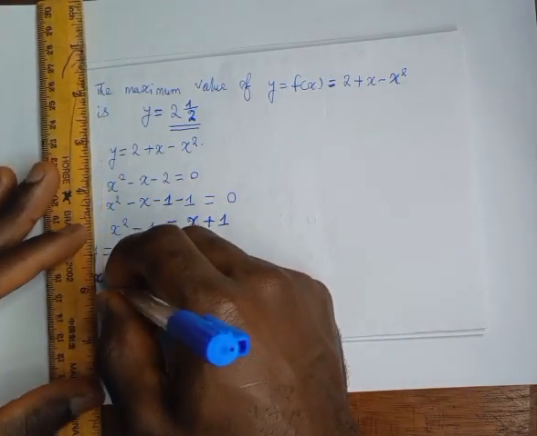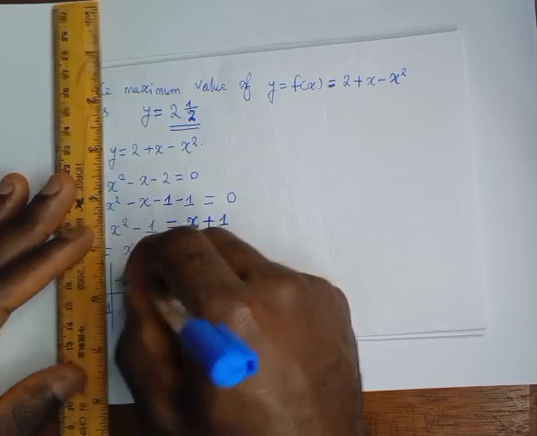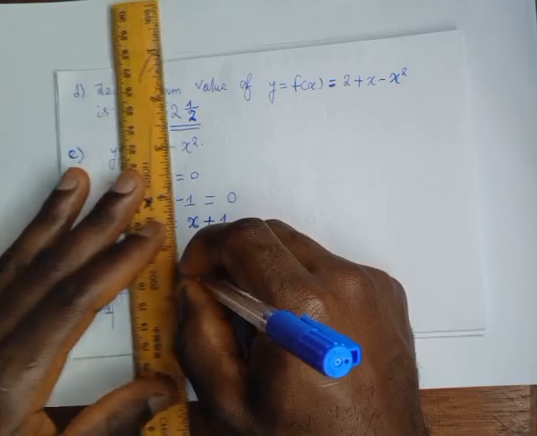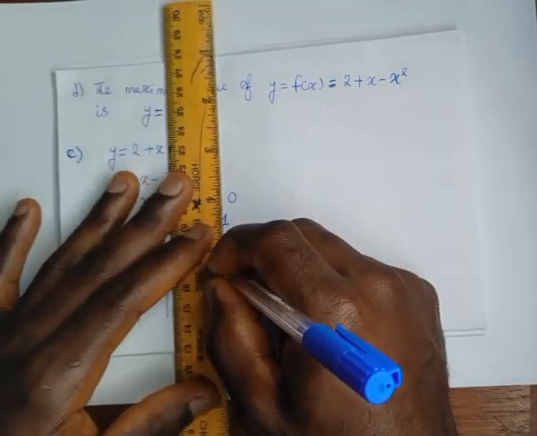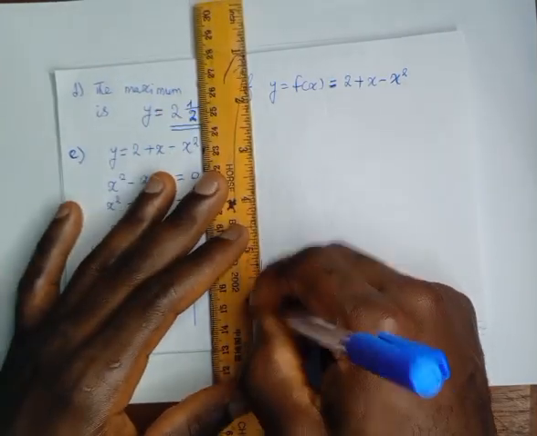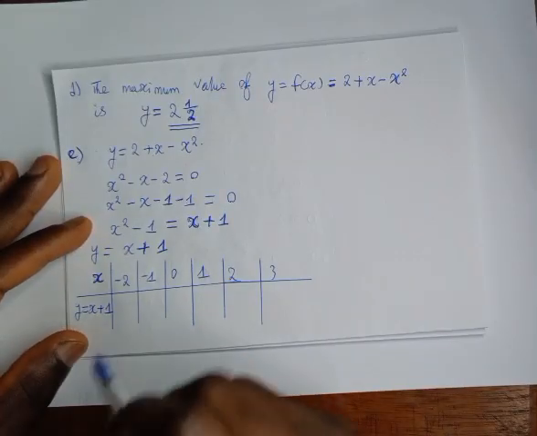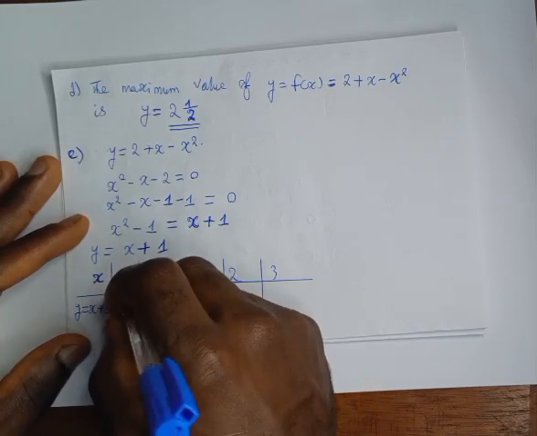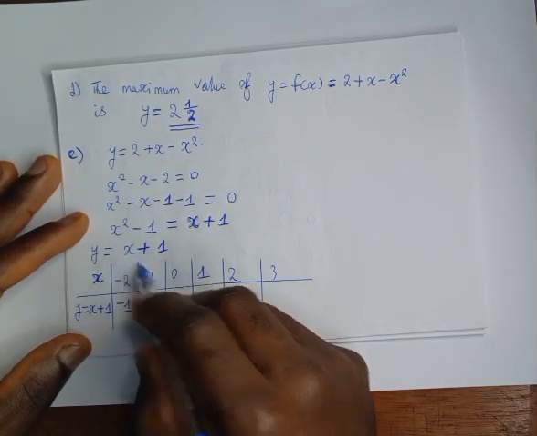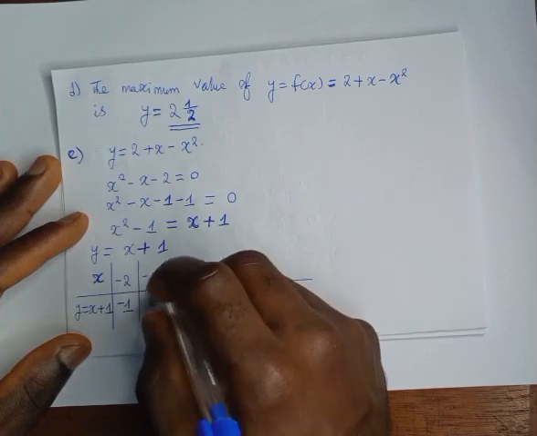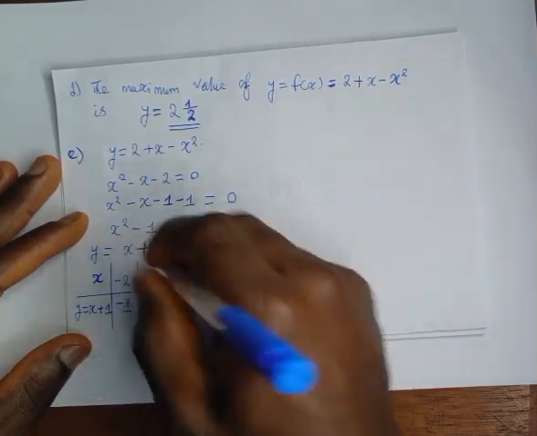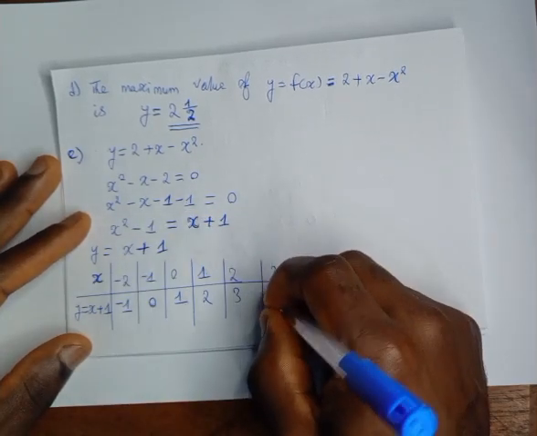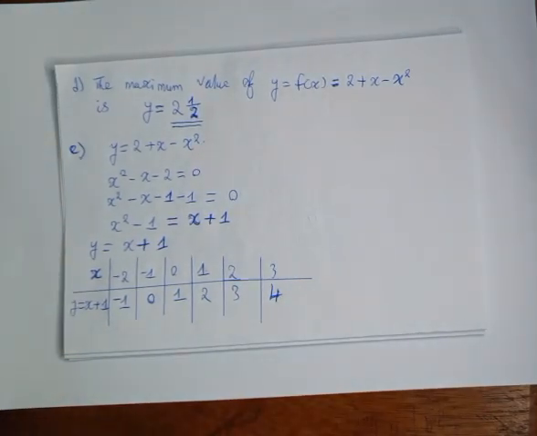We have to make use of the range from -2, take -1, 0, 1, 2, 3. We need to get the values of y. -2 plus 1 gives us -1. The next, -1 plus 1 gives 0. 0 plus 1 gives 1. 1 plus 1 gives 2. 2 plus 1 gives 3. 3 plus 1 gives 4. So this is the table of values of x and y.